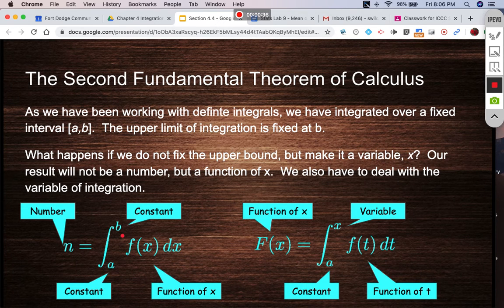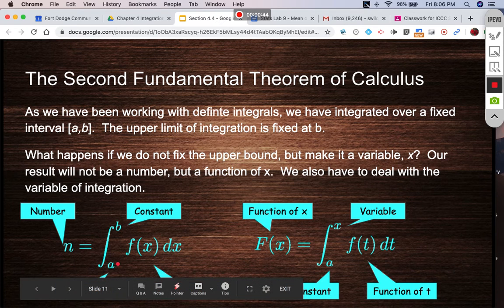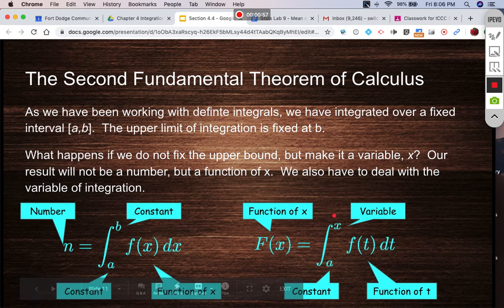So when we've been working with these definite integrals, our limits of integration are numbers. But what if we have a starting value, but we leave the upper bound as a variable instead of a number? Instead of getting a fixed value, now we're going to get a function for the area between the curve and the x-axis, but it's going to depend on that upper limit, and we're going to use that as our variable.